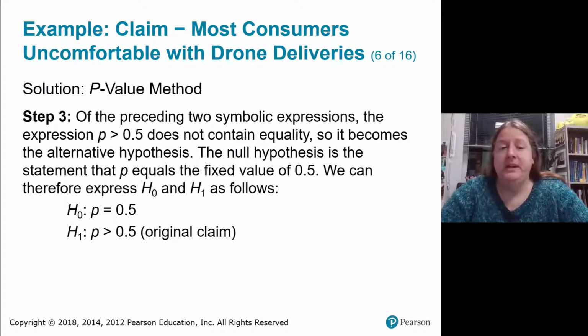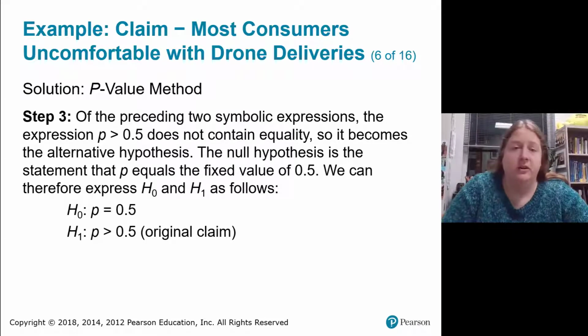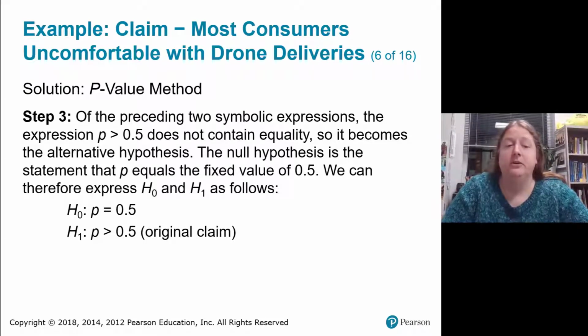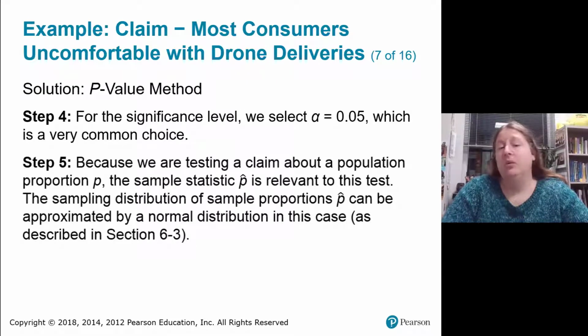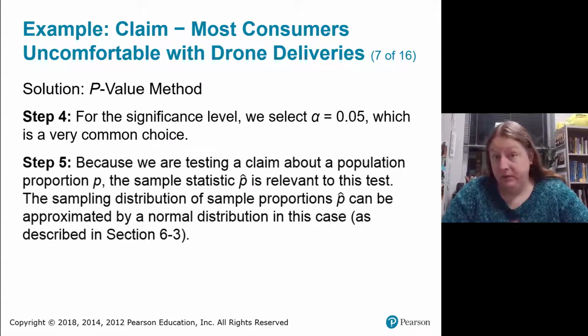So for step 3, we look at our two things and we say which one of these has the equal sign with it, and our null hypothesis is that one. So our null hypothesis is p is equal to 0.5. Our alternative hypothesis is that original claim that p is greater than 0.5. Now, we should decide on a significance level before you use technology also. Sometimes your significance level is given to you, other times you need to decide on it. 0.05 is a very common choice, so it's pretty much a safe bet unless you're told otherwise.